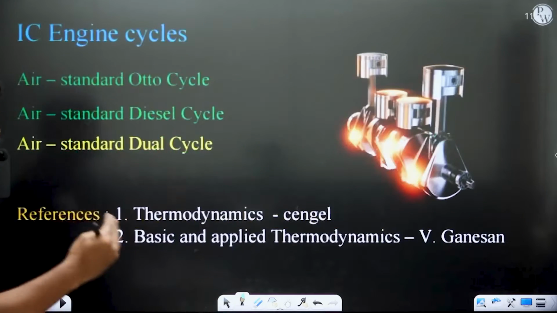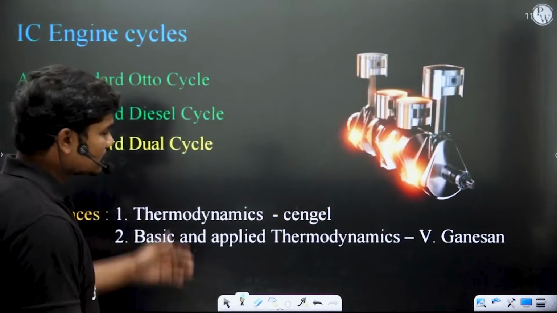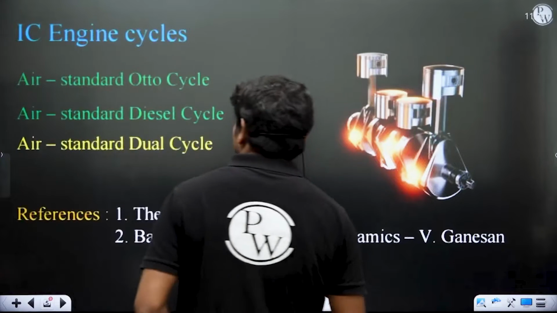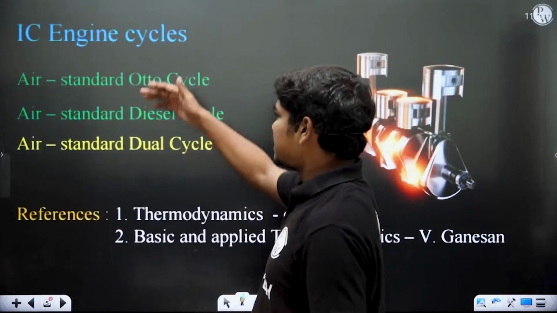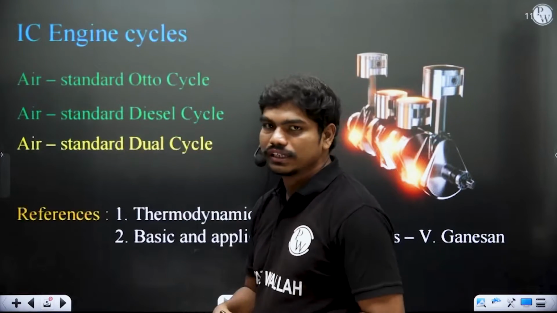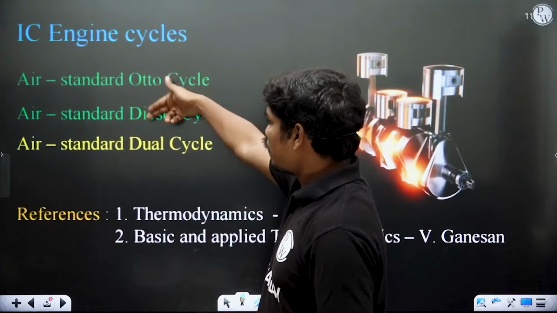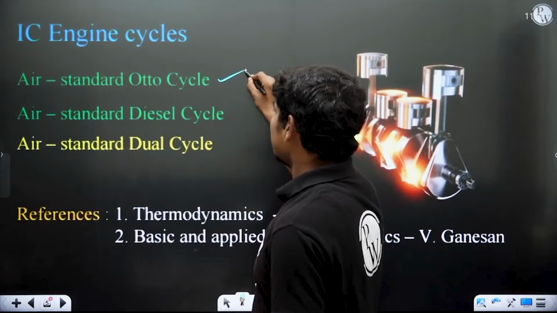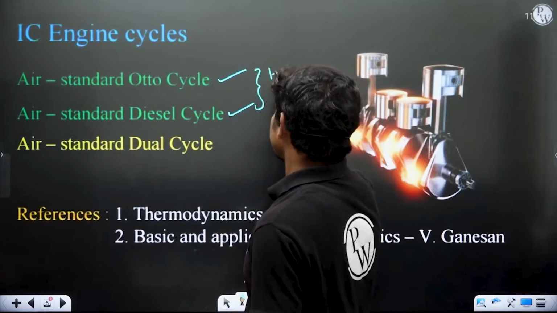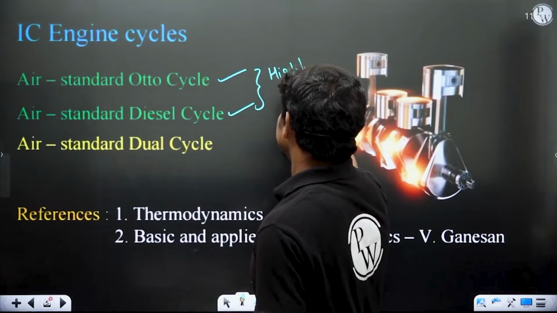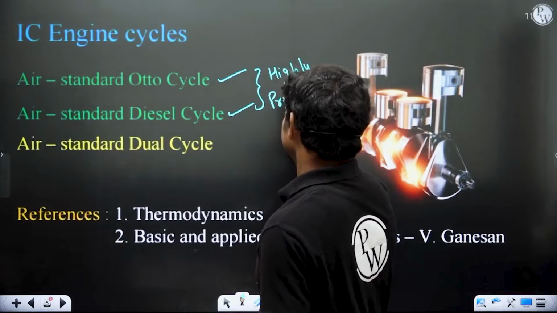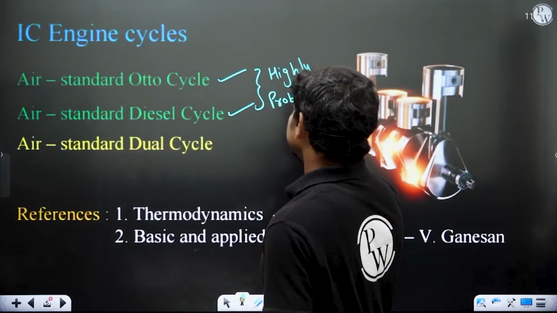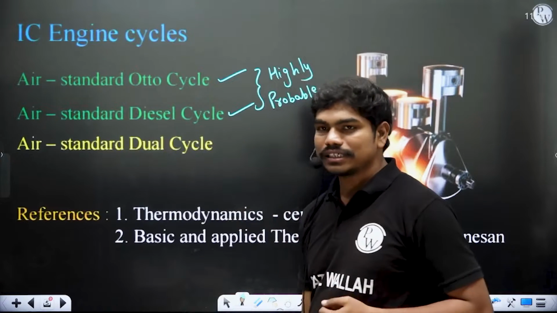So if you go step by step, in IC engine cycles, these are the 3 topics which you have in IC engines: air standard, Otto and diesel and dual cycles. This is the order of preference. Normally questions come very often from these 2, Otto and diesel as well. So these are highly probable topics, which I have marked in green, and this is a standard dual cycle.